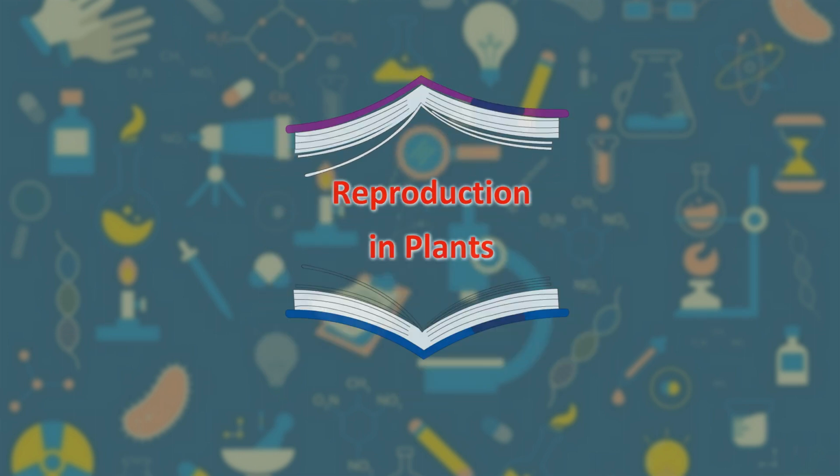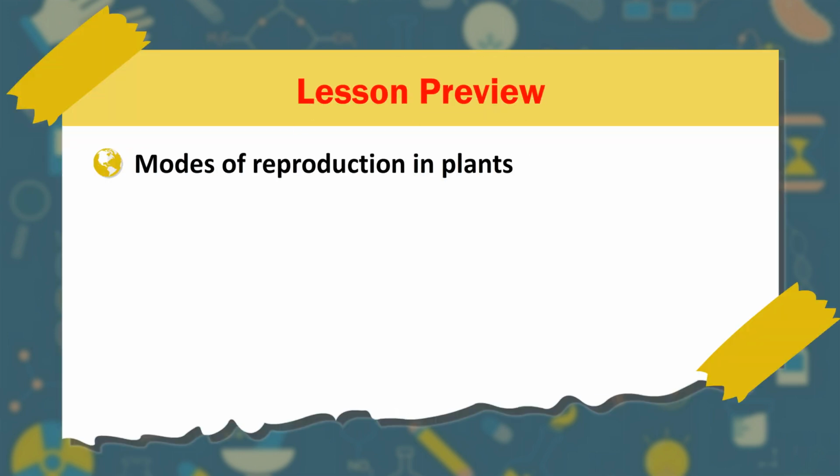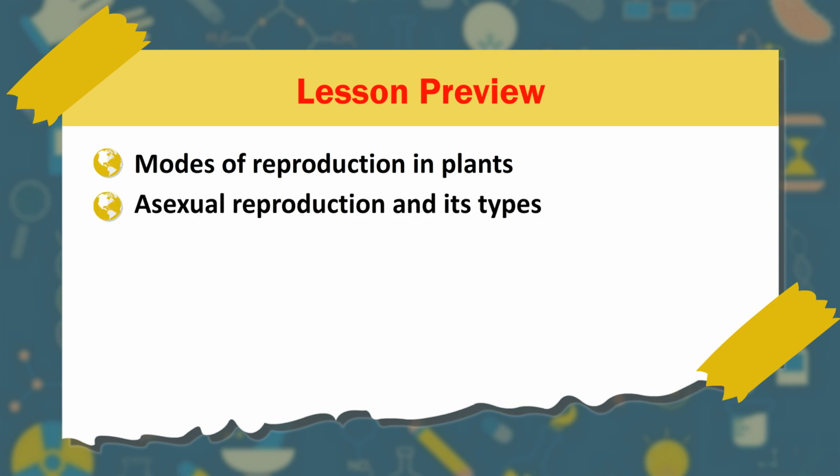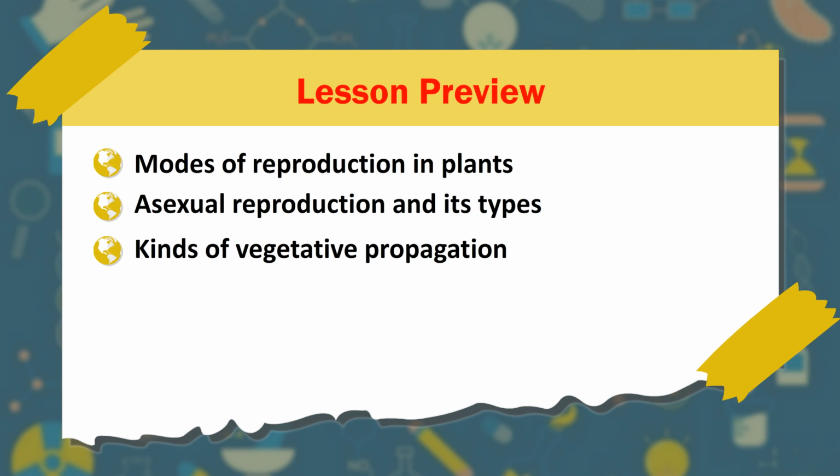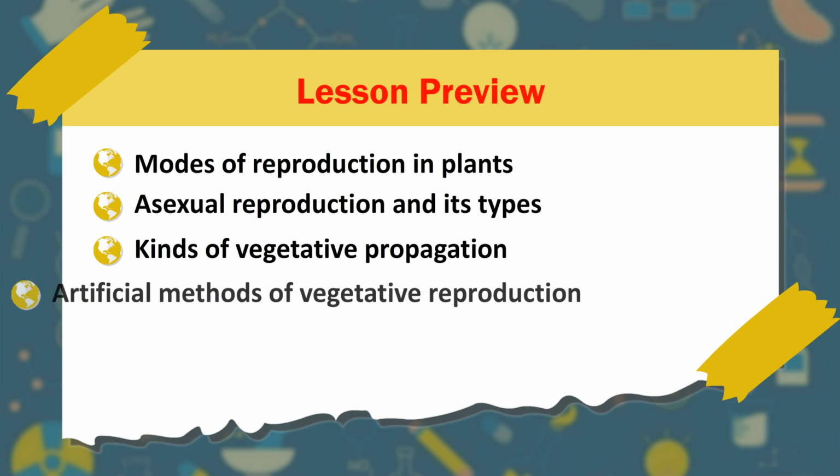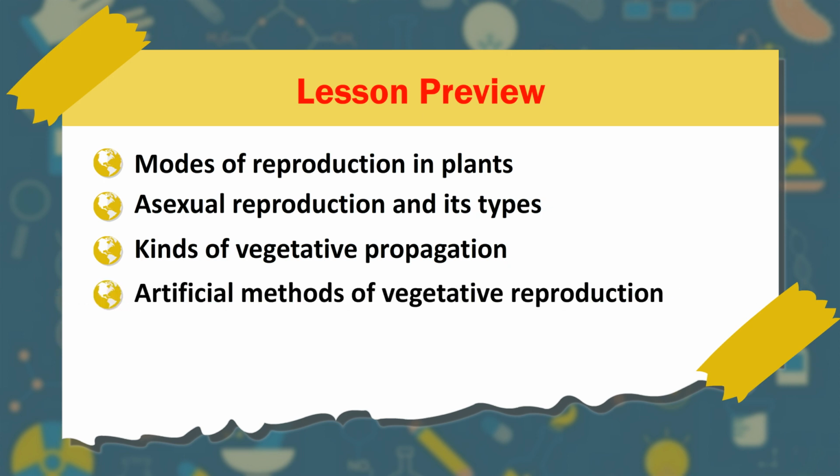Reproduction in plants. Lesson preview. Modes of reproduction in plants. Asexual reproduction and its types. Kinds of vegetative propagation. Artificial methods of vegetative reproduction. Sexual reproduction.